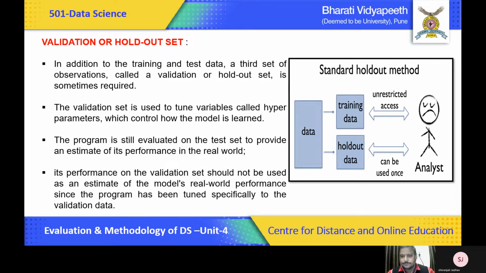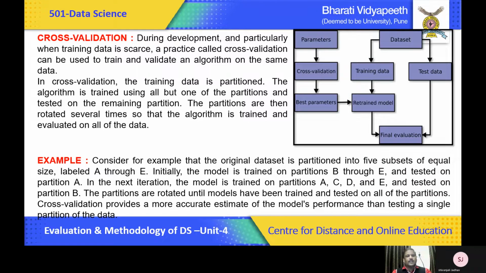Next, cross validation. Similar kinds of validation we can see during development, particularly when training data is scarce. That means a lack of training data, right? A practice called cross validation can be used to train and validate an algorithm on the same data. Now, cross validation, cross verification, right? We do it in our software engineering also.